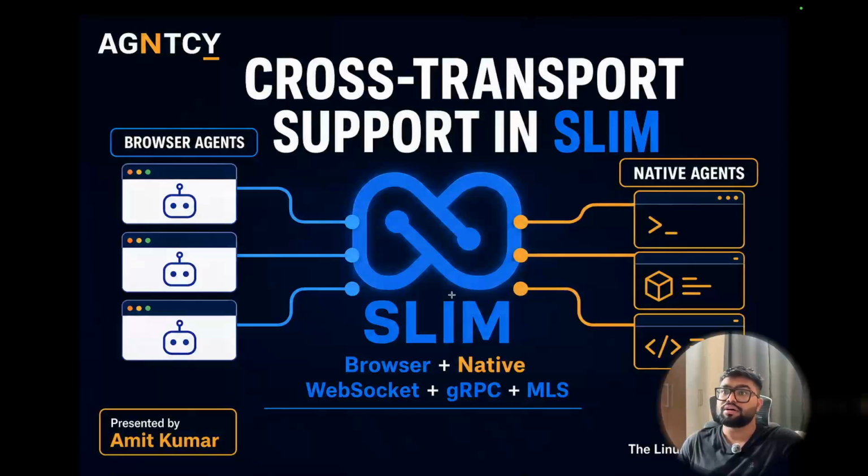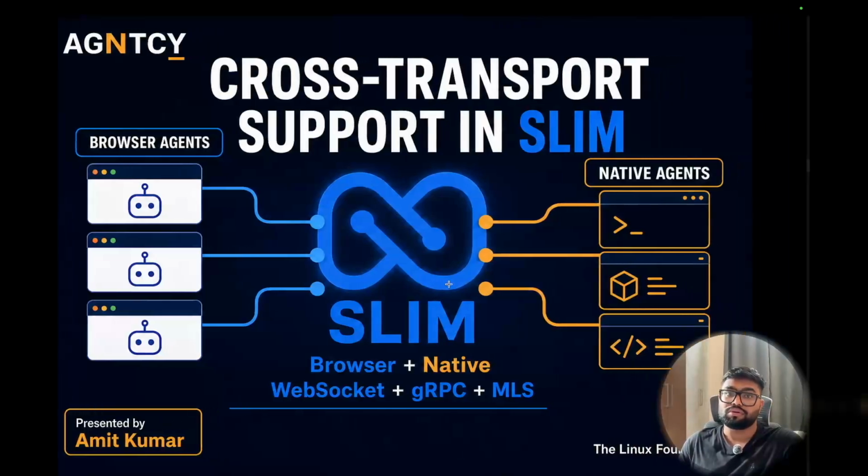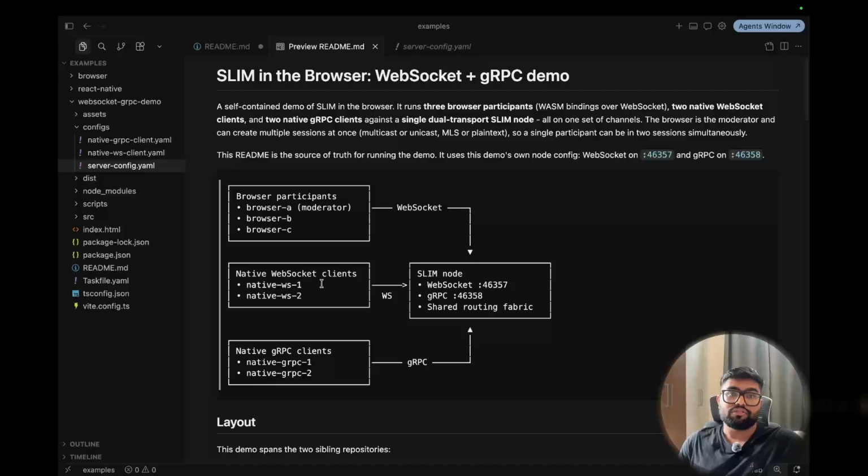So now I will show you the topology which I'm going to use for this demo. Here you can see we have added one Slim node which will have two listener interfaces. One is a WebSocket interface and one is a gRPC interface. The WebSocket interface is listening on port 6357 and gRPC is on port 6358. We will connect three browser participants, native WebSocket participants, and gRPC participants. This is the server config.